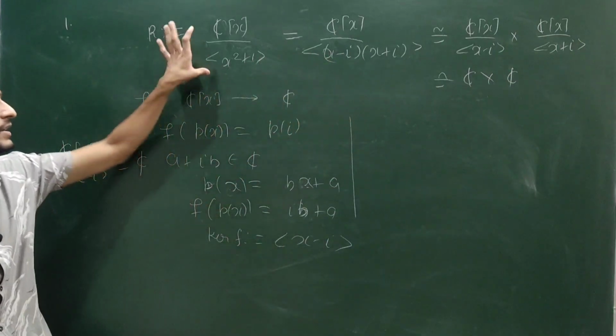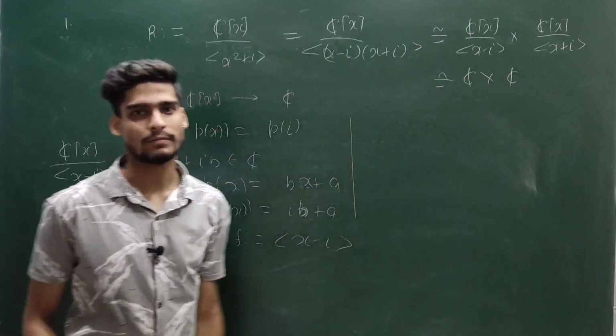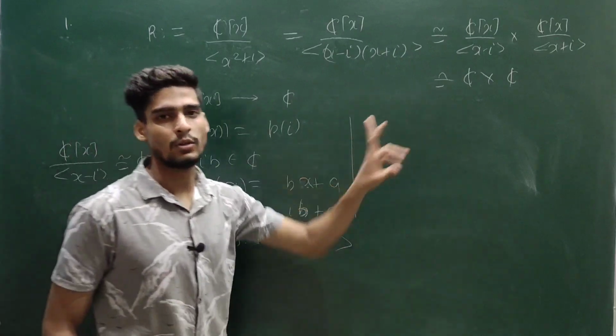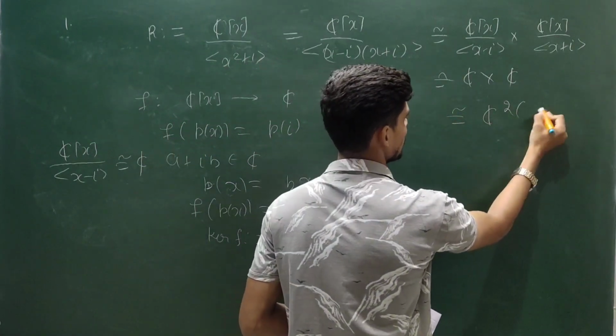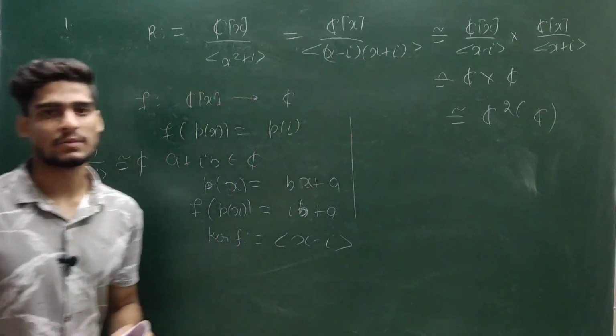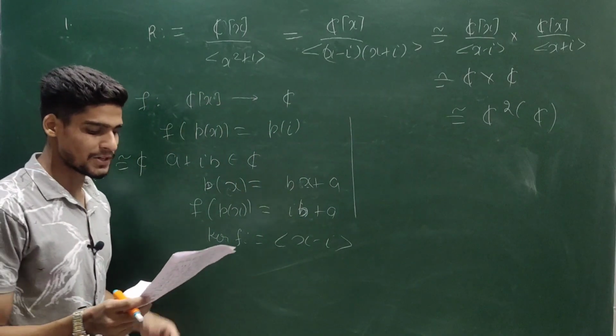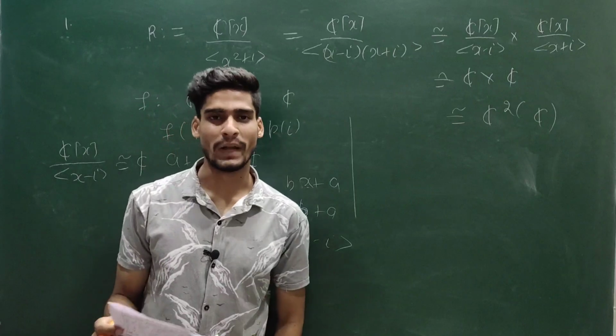Now we have this structure. With this structure, we have everything. C cross C is two-dimensional because it is the same as C squared over C. So it is a two-dimensional vector space. Option A is false. Option B: R has exactly two prime ideals.